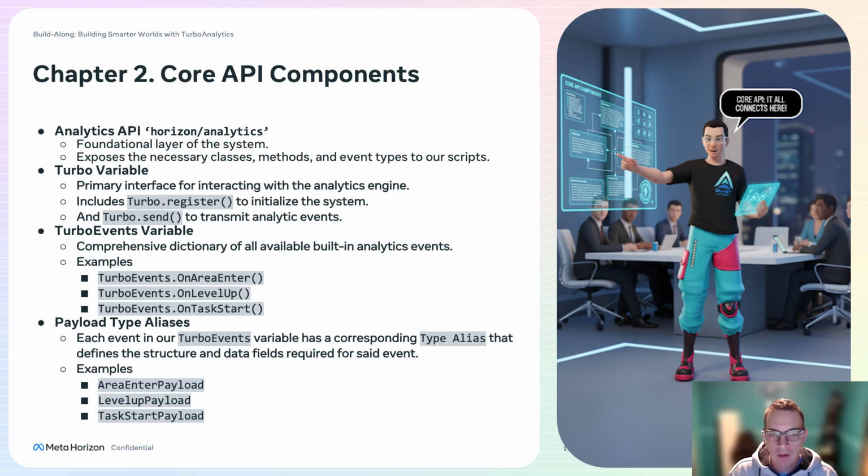And as far as the information that we're sending, we have a handful of what they call turbo event variables. So these are things like on area enter, on area exit, on level up, on task start, on task end, on discovery made, on damage. There's a handful of them, and we'll take a look at them, and then we'll pick a few of them and try to implement them into a world today.